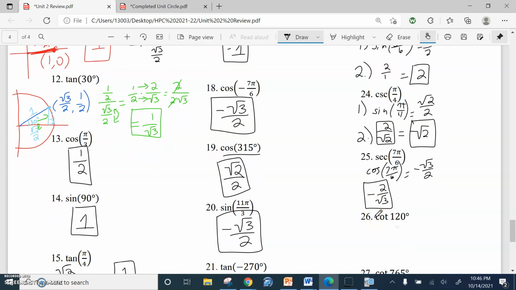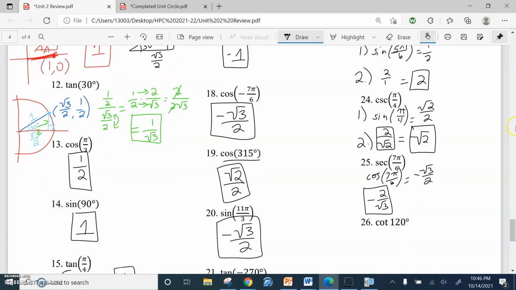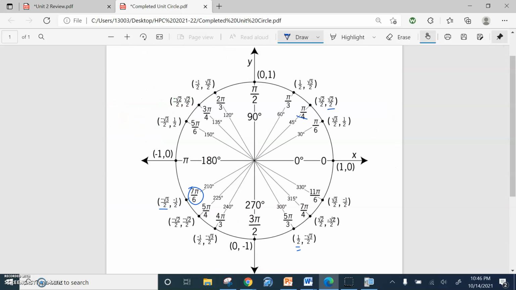26. 26 is the cotangent of 120 degrees. Cotangent, so let's look at 120 degrees. We're looking for the tangent.